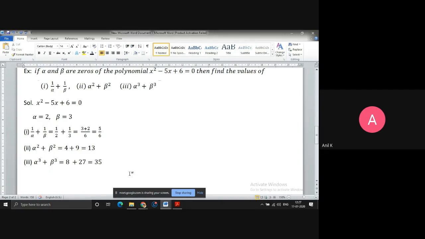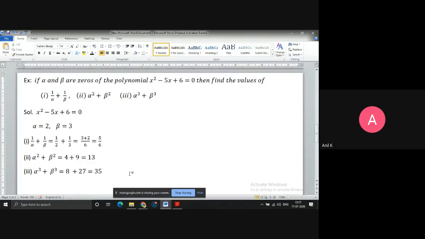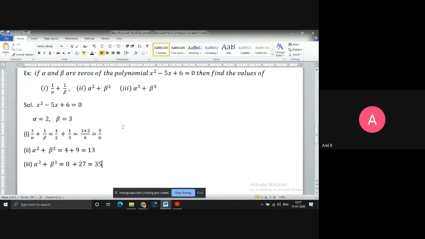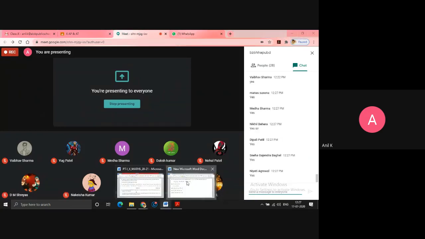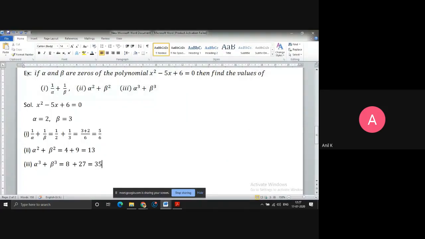Okay. It is very simple. So this one is solved. Is this one clear for everyone? Yes. Okay. It is very easy. Now, let me take the same example and change the question.